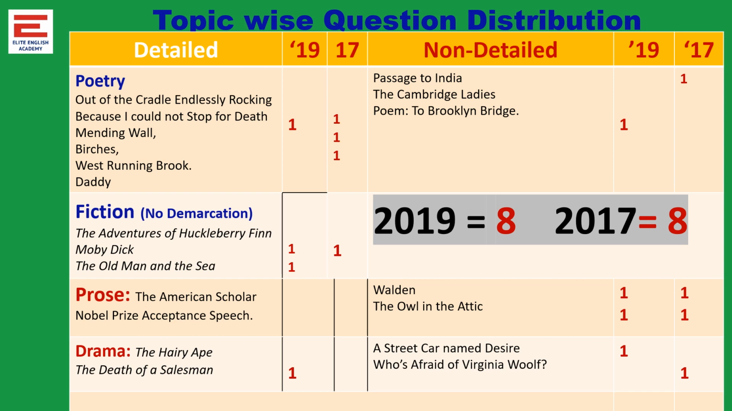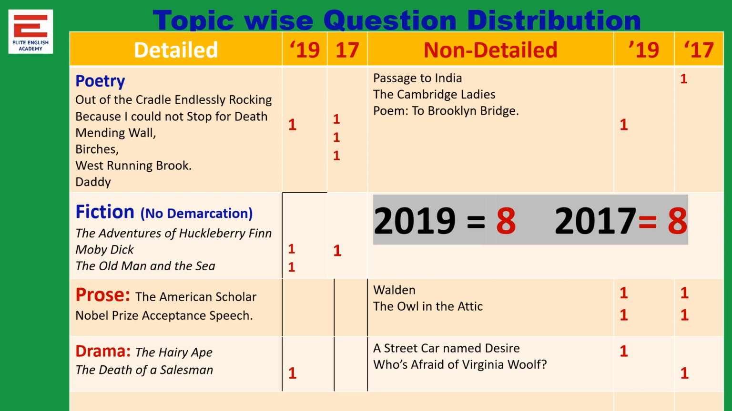So this is the topic wise question distribution in the last 2 years. If you take the syllabus, you can identify a particular pattern. For example, regarding poetry, we have Walt Whitman's Out of the Cradle Endlessly Rocking, Emily Dickinson's Because I Could Not Stop for Death, Robert Frost's Mending Wall, Birches, West Running Brook, and Sylvia Plath's Daddy. So these are the detailed works.